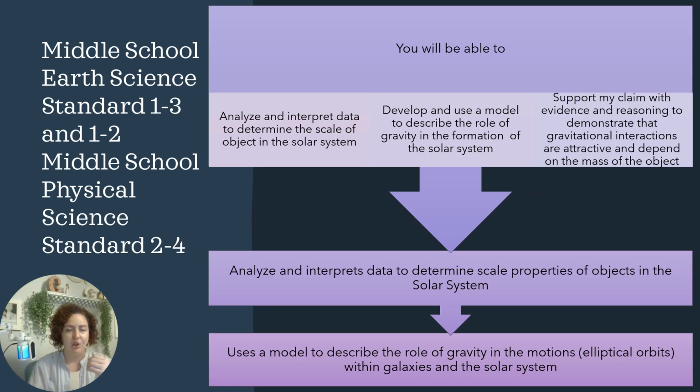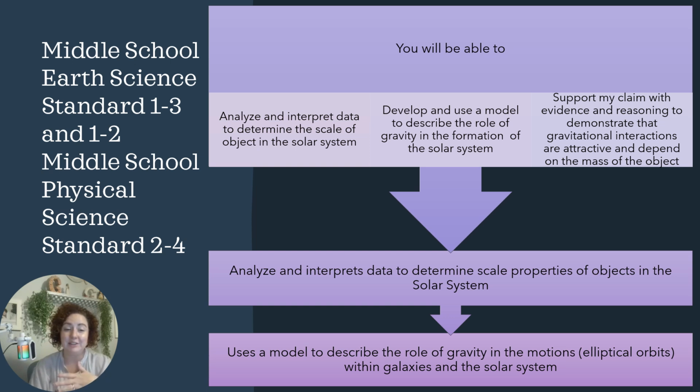So we are working with middle school Earth Science Standards 1-3 and 1-2, and middle school Physical Science Standard 2-4. By the end of today, you should be able to start putting all of this together. You'll be able to analyze and interpret data to determine the scale of objects within our solar system. You should be able to develop and use a model to describe the role of gravity in the formation of our solar system, so explain why things are the way that they are.